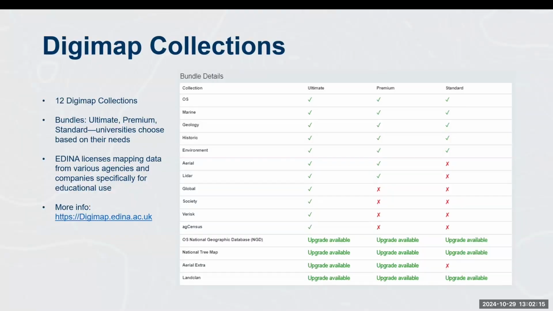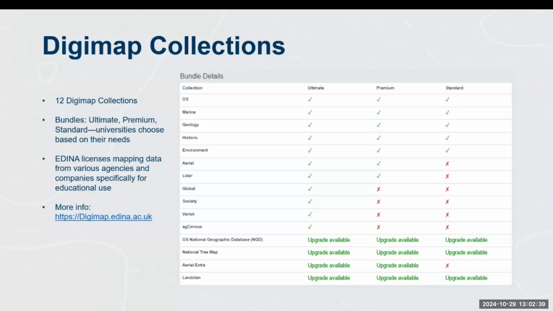For those who do not know Digimap and are not familiar with it, it's a comprehensive online mapping and data service provided by EDINA, and it's widely used across academia, business, and the public sector. Digimap is a valuable resource for research, planning, teaching, and project development.